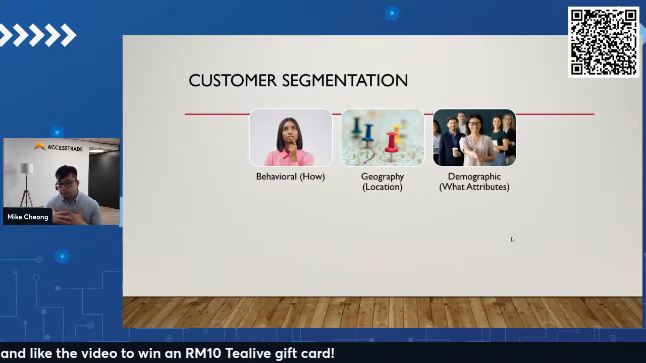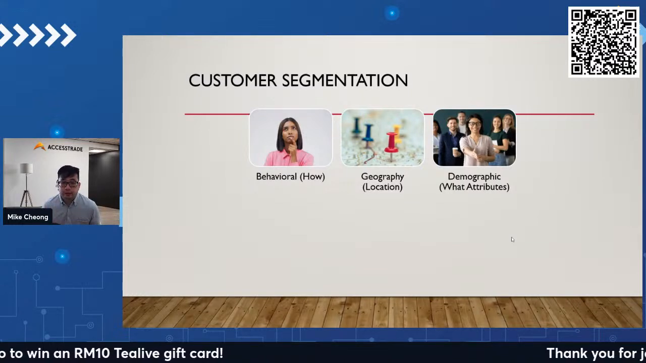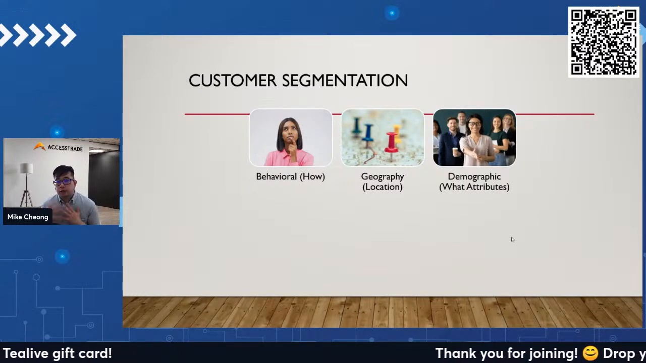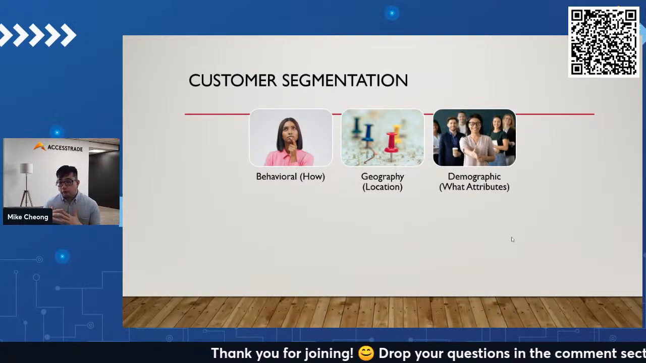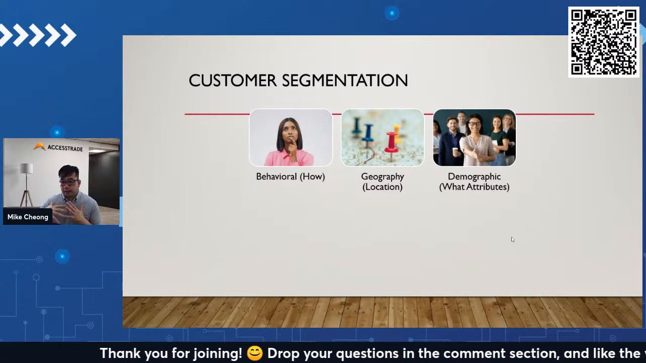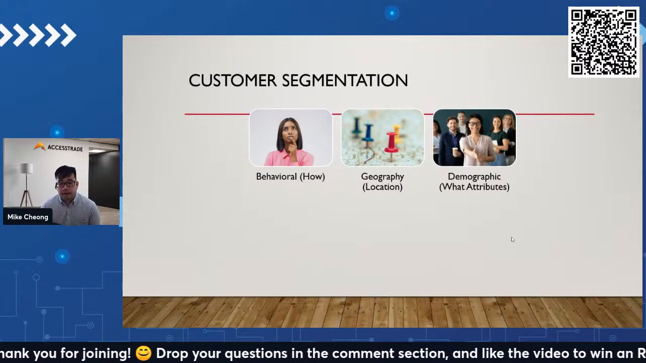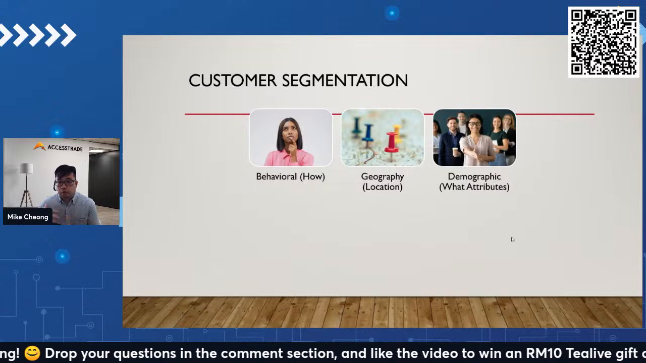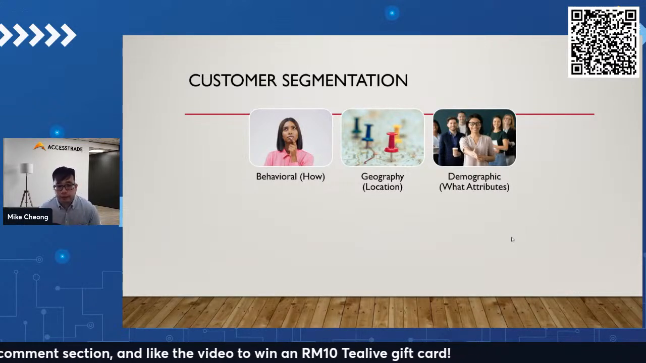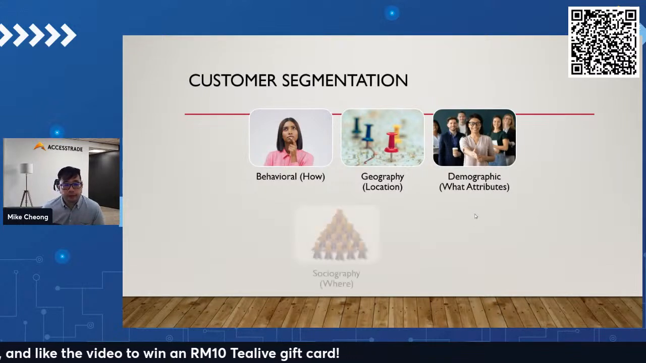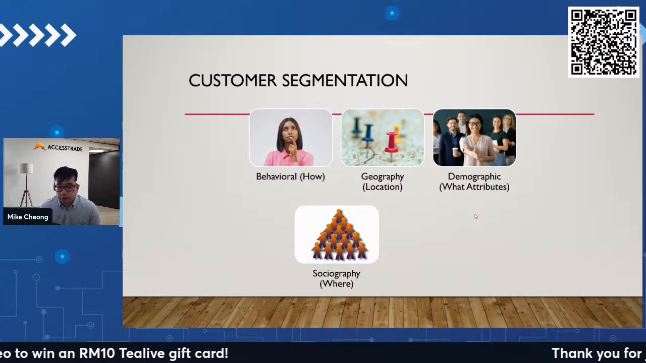If a customer has more income, right, they would be able to afford higher value products, or even go for higher brands, right? So knowing that, you know what kind of product that you want to put forward in your affiliate marketing. You also have sociography.